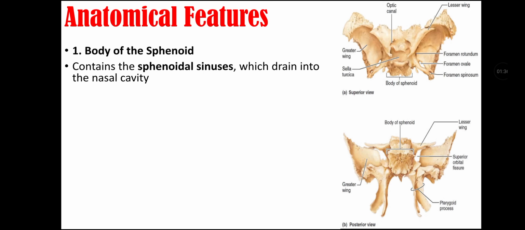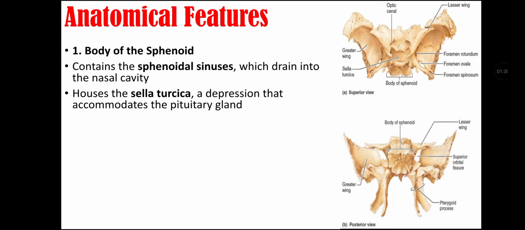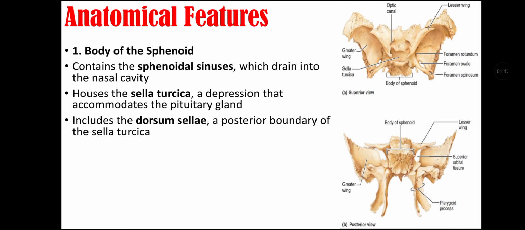It drains into the nasal cavity. It houses the sella turcica, that is the depression that accommodates the pituitary gland. It includes the dorsum sellae, that is the posterior boundary of sella turcica.